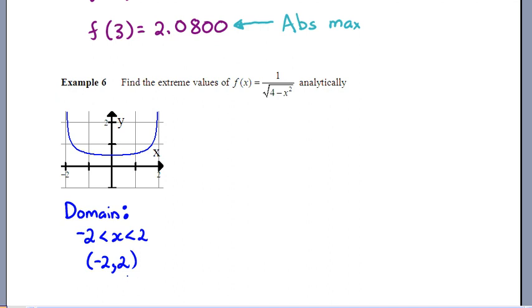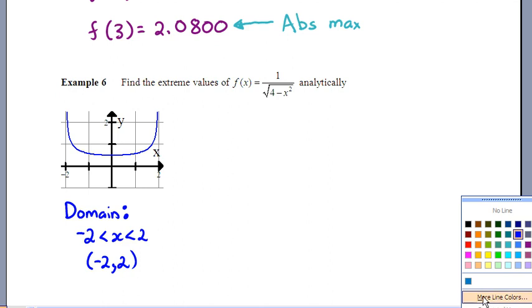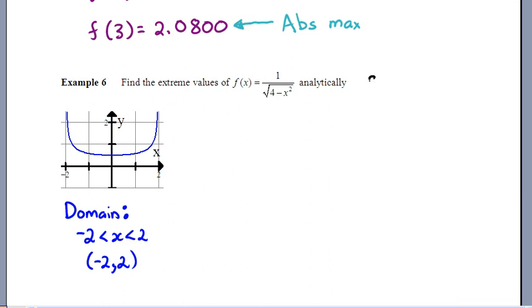Okay, time to go and see if we can do a derivative here. The function, if I want to just write that in a more useful format for me, this is 4 minus x squared all to the negative 1/2. That's the function. It's got a root and it's down in the denominator.